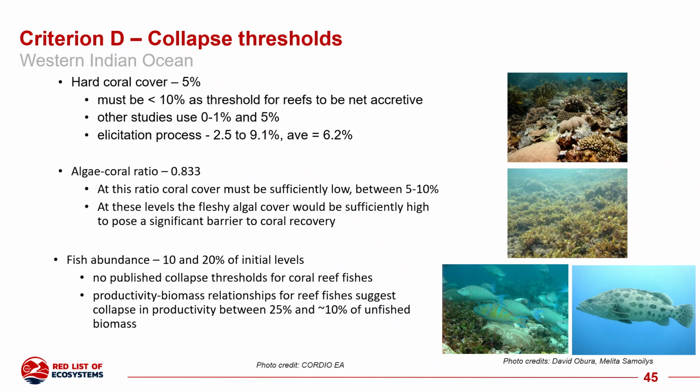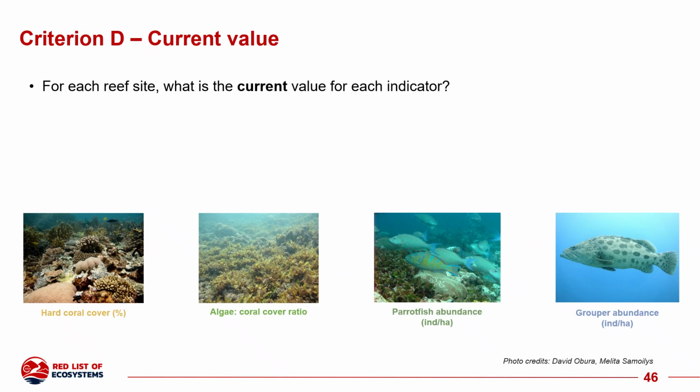To assess each biotic indicator under Criterion D, you'll need to establish 3 key values: the collapse threshold, which we covered earlier, the current condition of the indicator, and the initial or baseline value from around 50 years ago, so around 1975. This step focuses on how to estimate the current value for each of your biotic indicators under Criterion D. It requires coral reef monitoring data from which you calculate the current indicator value for each reef site, for example, the hard coral cover or parrotfish abundance at a site.